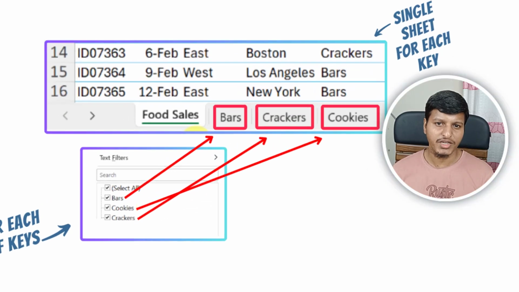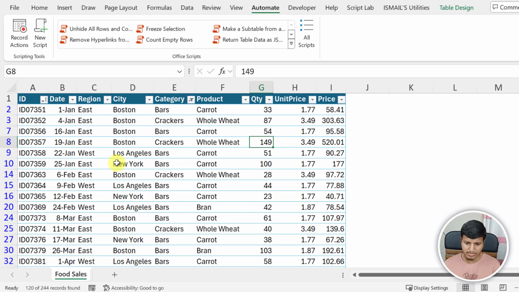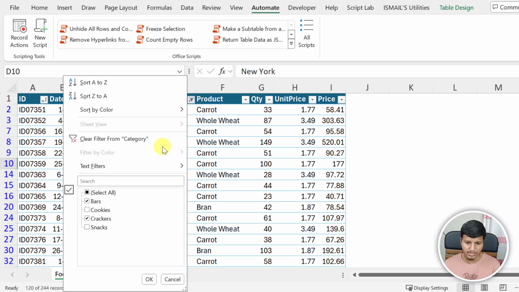Hello everyone, welcome to my YouTube channel, and in this video we are going to learn how to create each sheet for each unique key of a column. So let me give you an example. If you look into this Excel file, in this worksheet, Food Cells, I have a category column, and if you look into the category column I have 4 different categories.